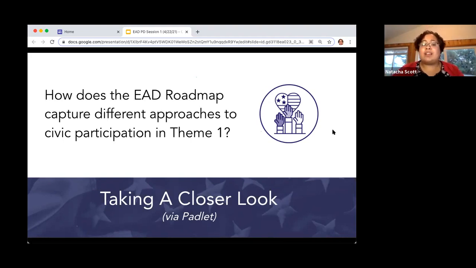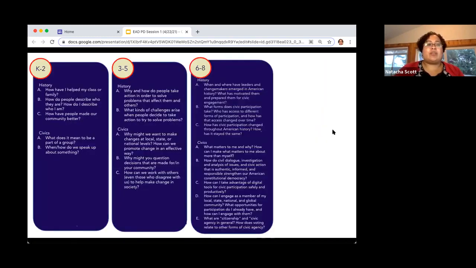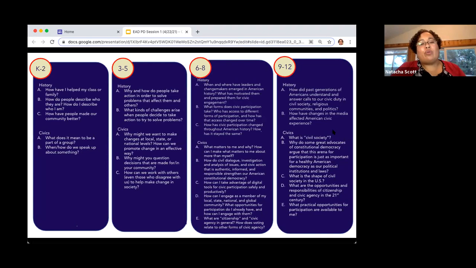Does the roadmap, and I'll click through here just so that you can see them all, capture a variety of approaches for that civic participation, creating the space for that civil disagreement and that civic friendship? So take a minute. I'm going to leave this slide up for right now so that you can look at the terminology here.